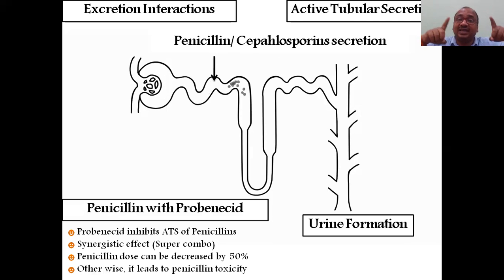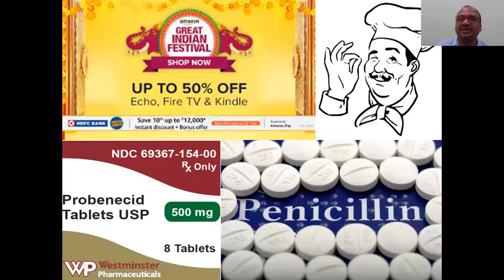Why? Because probenecid decreases the active tubular secretion of penicillin. That is the strongest point. That's why see the thick mark here, and it becomes very thin there, whereas here you can see it very thick. So this is a super combination. Penicillin dose can be reduced by 50%, otherwise it leads to penicillin toxicity. This is a super combination of probenecid along with penicillin.